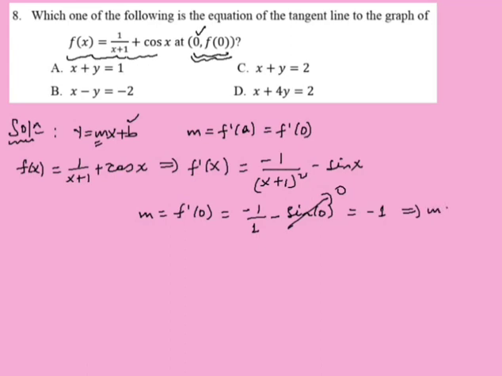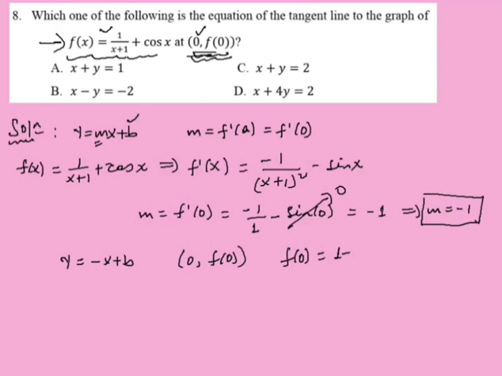This minus 1 is the slope of the line which is tangent to the given function at this point of tangency. The slope is known. Now, y equals minus x plus b, where minus 1 is the slope of the line. To calculate b, we use the point 0, f of 0. Now, f of 0, you can substitute here, f of 0 is 1 over 0 plus 1, plus cos 0, or let me write it properly.